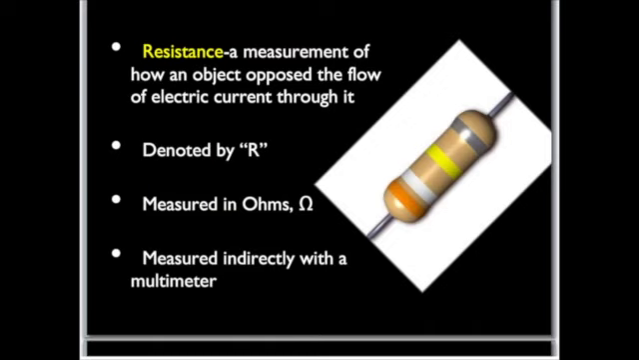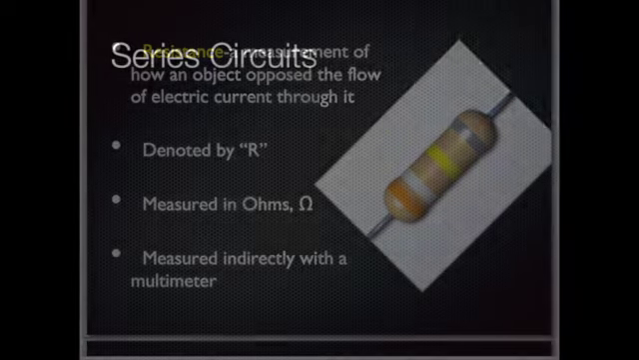Next we have resistance. Resistance is a measurement of how an object opposes the flow of electric current through it. The picture shows a typical resistor. Resistance is denoted with a capital R. It is measured in ohms, which can be abbreviated with the Greek letter capital omega, measured indirectly with a multimeter.